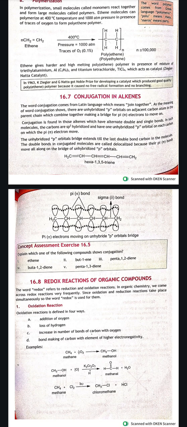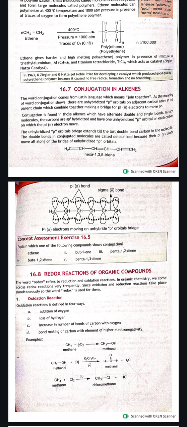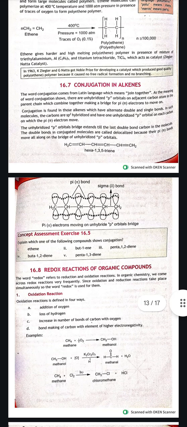So ethene molecules are polymerized at 400 degrees C temperature and 1000 atm pressure in the presence of oxygen to form the polyethene polymer. So ethene will form polyethene or polyethylene.